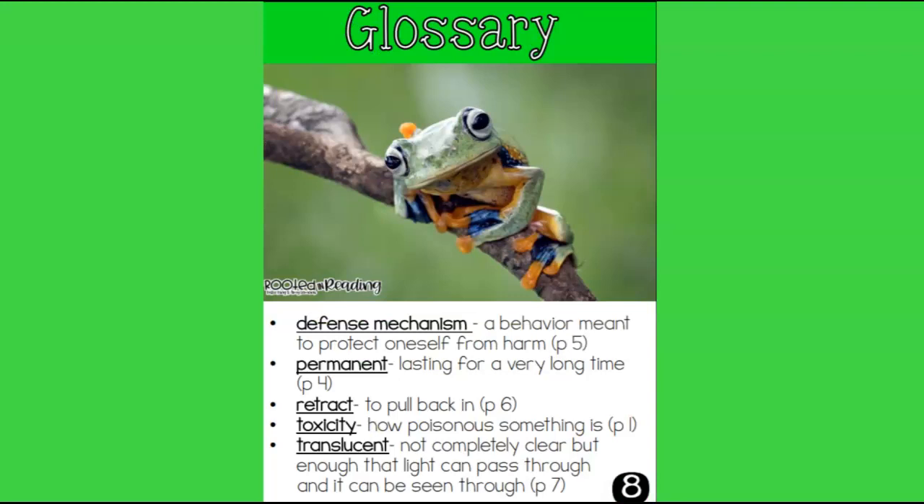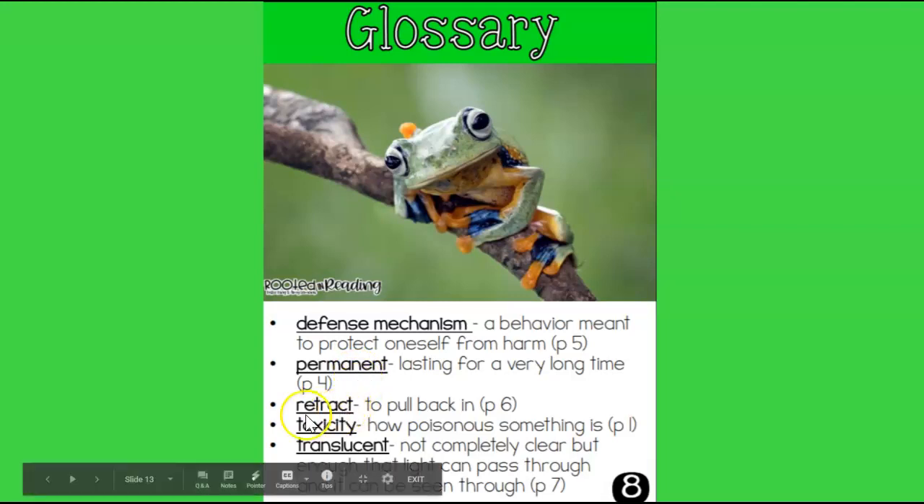And here's our glossary of some important vocabulary words. So we talked about defense mechanism, which is a behavior that means to protect oneself from harm. Permanent means lasting for a very long time. And we talked about that when the frogs need to be near a permanent water source. That means that the water source has to be there all the time.